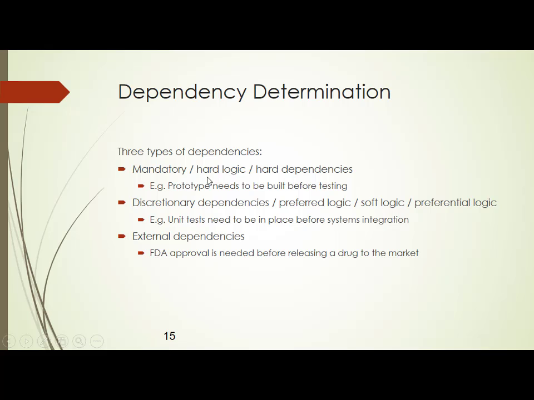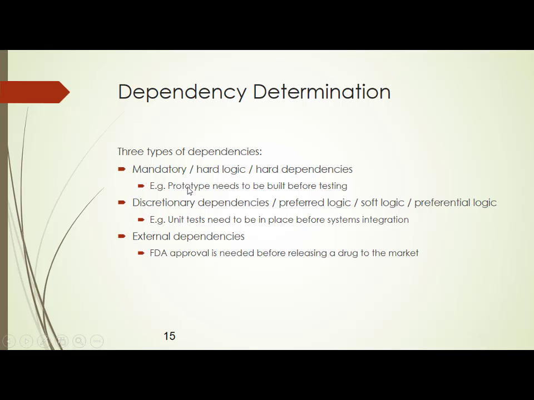It is also called hard logic. It is also called hard dependency. I will give you an example and explain this. Then there is a second type of dependency called discretionary dependency. It is called the preferred logic or the soft logic or the preferential logic. Same thing, different names. And the third one is called external dependency. Now you have to identify this. First we shall see what is a mandatory dependency.